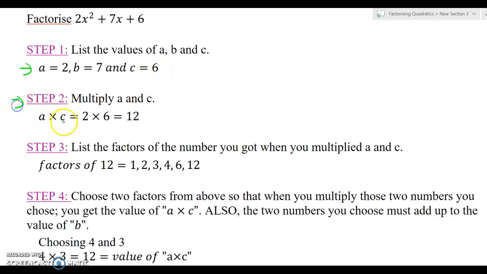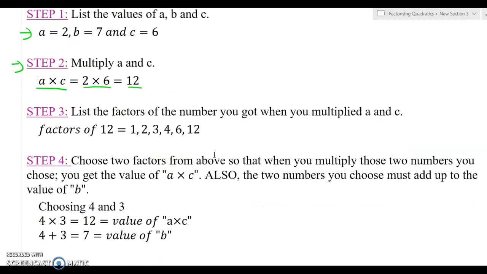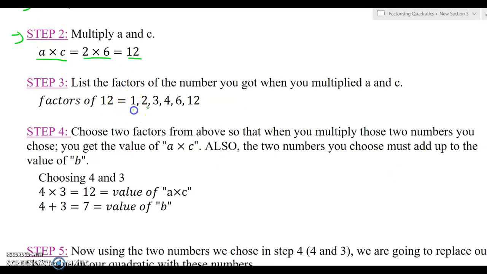Step 2, multiply a and c. So a times c, which was 2 times 6, a times c is 12, right? So now step 3, let's see factors of the number you got when you multiplied a and c. So the factors of 12 are 1, 2, 3, 4, 6, and 12. So the first 3 steps are really easy, right? I think step 4 is the hardest step, when you have to choose 2 numbers.